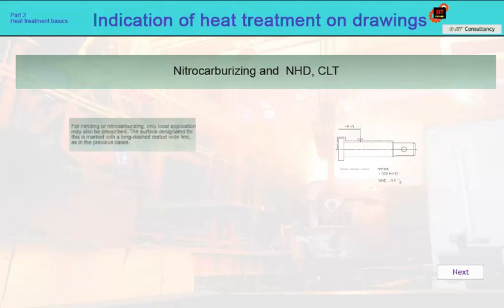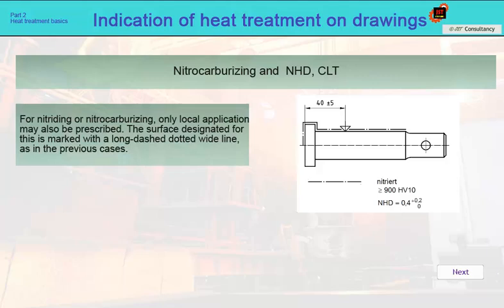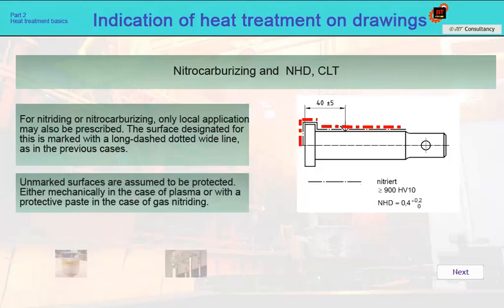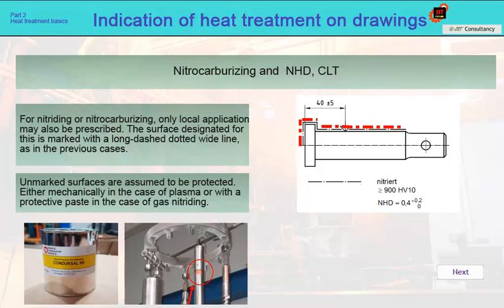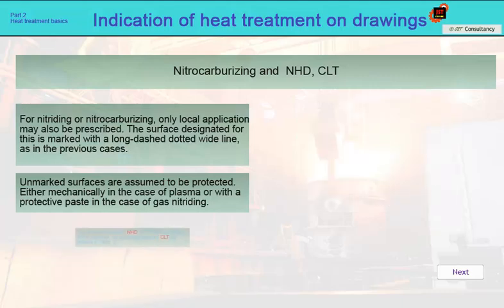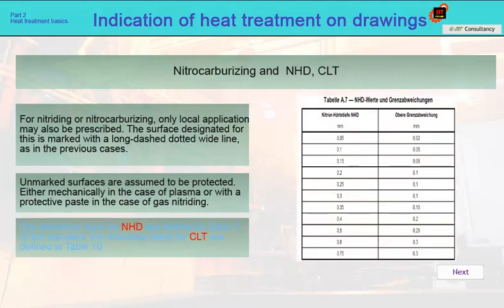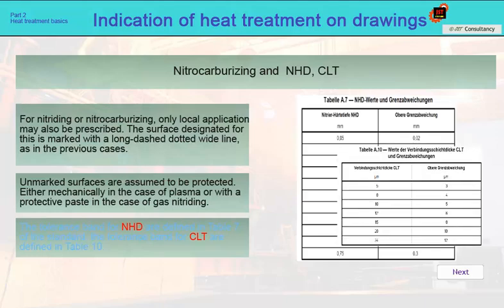For nitriding or nitrocarburizing, only local application can also be prescribed. The surface intended for this purpose is marked with a long dashed dotted wide line, as in the previous cases. Unmarked areas are expected to be protected, either mechanically in the case of plasma or with a protective paste in the case of gas nitriding. The tolerance band for NHD is defined in Table 7 of the standard, the tolerance band for CLT in Table 10.